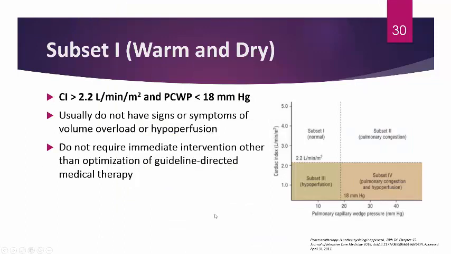So starting with subset 1, which is our warm and dry patients that we see here, they have a cardiac index greater than 2.2 and a pulmonary capillary wedge pressure of less than 18. So these patients essentially are not volume overloaded because they don't have a high enough pulmonary capillary wedge pressure, and they are not hypoperfused because they have a cardiac index which is still relatively normal. And remember, our normal range for cardiac index is 2.5 to 4. However, anything above 2.2, you probably will not be very symptomatic. Just depends on the patient.